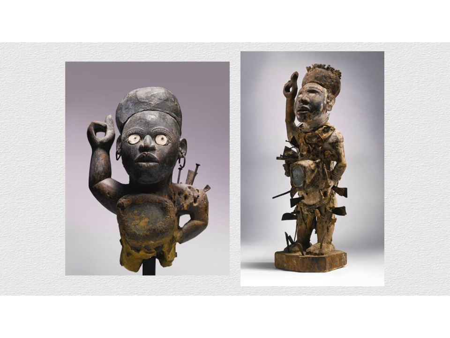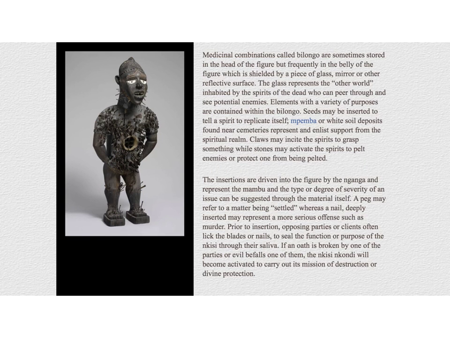Here's another example, and you can see this figure has its arm raised up like ready to take action, so they don't all look exactly the same in the particular stance of the person. So a little more about some of the things that they put in. The bilongo contains a number of different things. Sometimes they use seeds. A seed could tell a spirit that it's supposed to replicate itself or grow bigger.